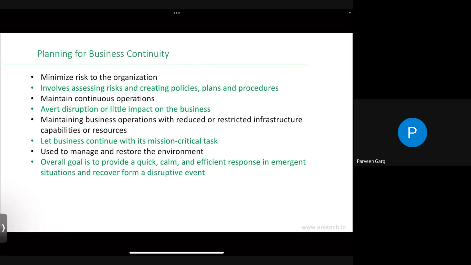Okay, so how do you plan for business continuity? You basically plan to minimize risk to the organization. These are the slide points taken straight away from the book. The overall game is to provide a quick, calm and efficient response and maintain continuous operations. These are the two keywords. The business has to continue its mission critical tasks.